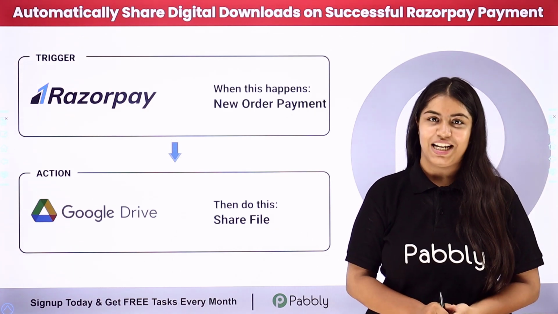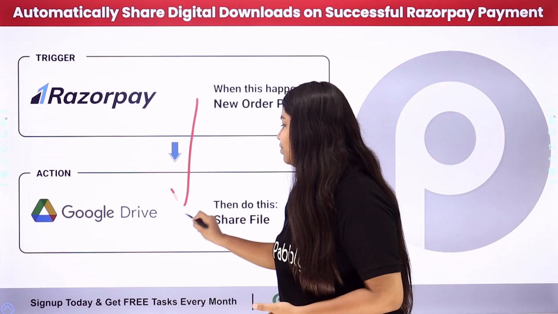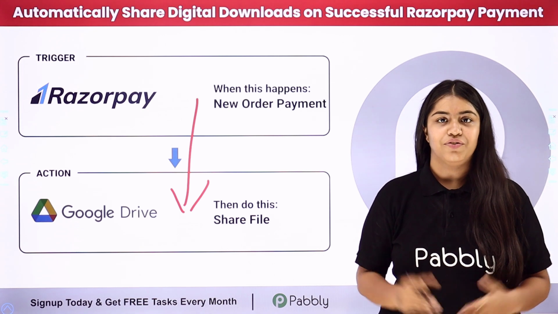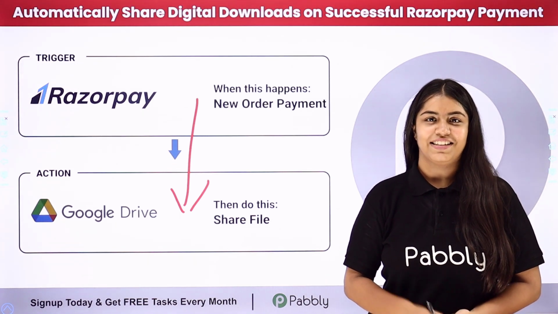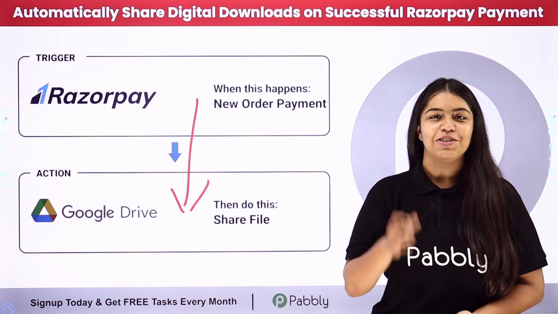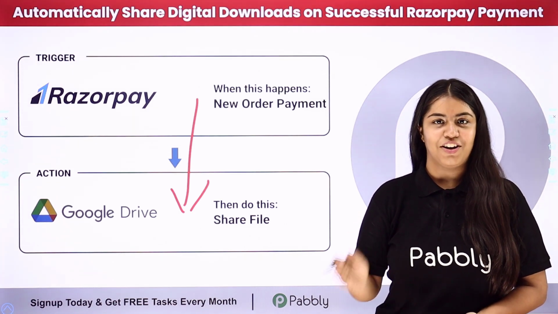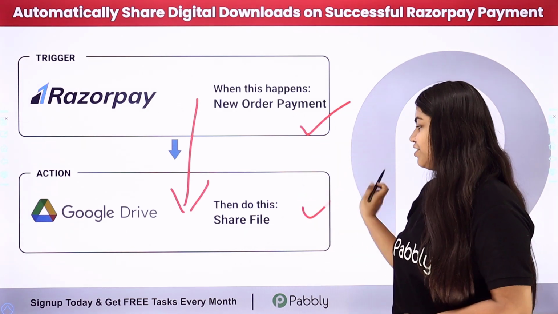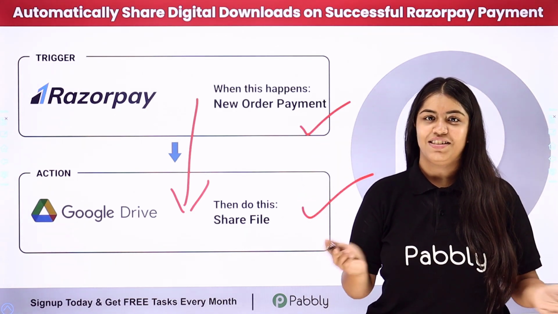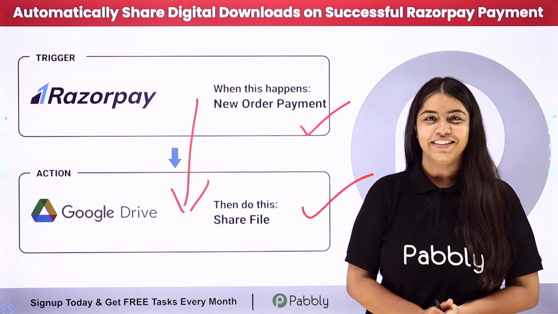For this, we are going to create a connection between Razorpay and Google Drive. To create this connection without knowing any programming or coding language, we are going to use Pabbly Connect. It is an amazing automation software. So in Pabbly, we have the concept of trigger and action. For trigger, we are going to use Razorpay, and for action, we are using Google Drive. So if you also wish to learn this process step by step, follow me through the screen.